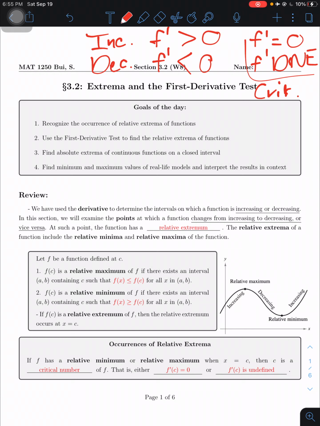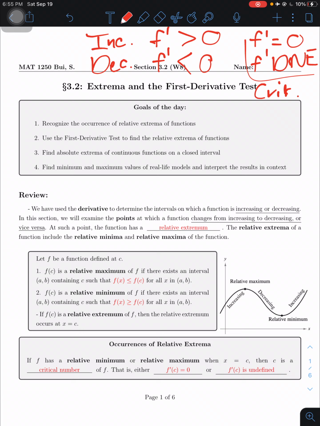So let me define what it means to be a relative maximum and what it means to be a relative minimum, okay? So let f be a function defined at c. For number one, the definition of relative maximum: we have f(c) is a relative maximum of f if there exists an interval (a, b) containing c such that f(x), for all the values inside that interval, is always less than or equal to f(c) for all x in that interval. Okay, so in short, what does it mean, right?